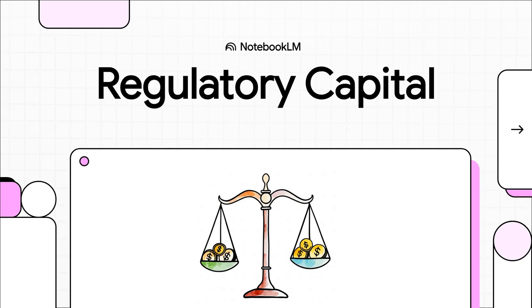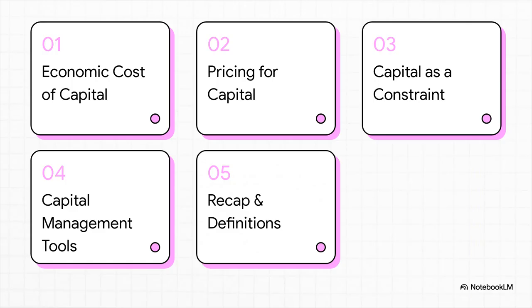Welcome to the Explainer. We're jumping right into the deep end today, moving way beyond the basics of regulatory capital. We're going to dissect exactly how this huge shift to explicit risk-based capital directly blows up product pricing models, puts a hard ceiling on growth, and frankly, forces companies to get incredibly sophisticated with how they manage capital to drive any kind of profit. So here's our game plan.